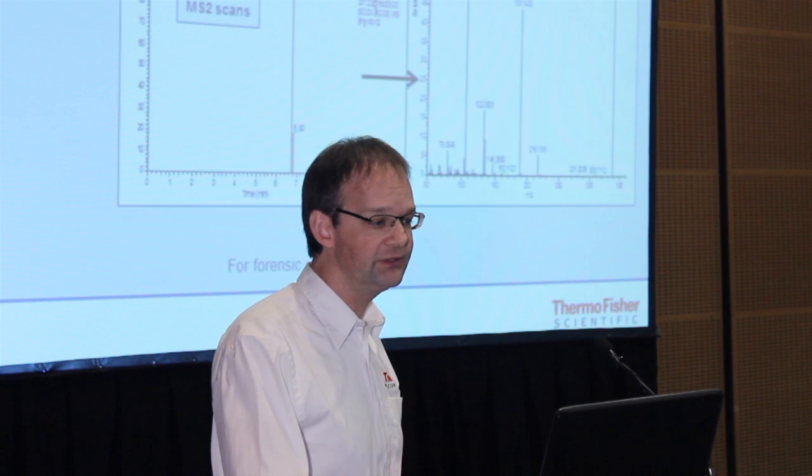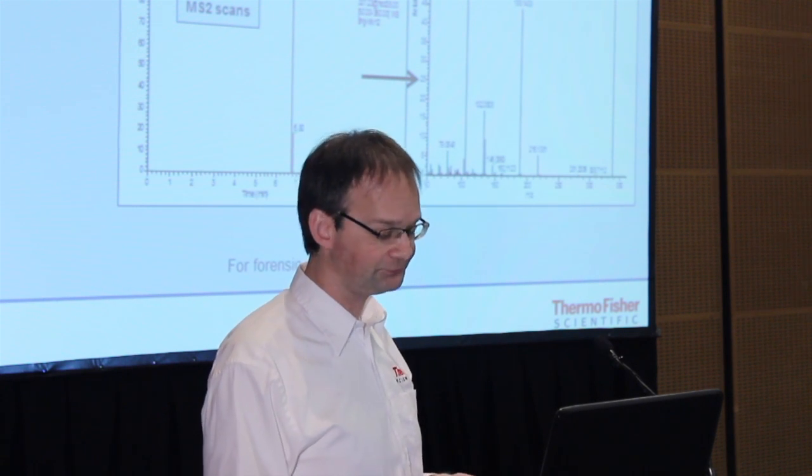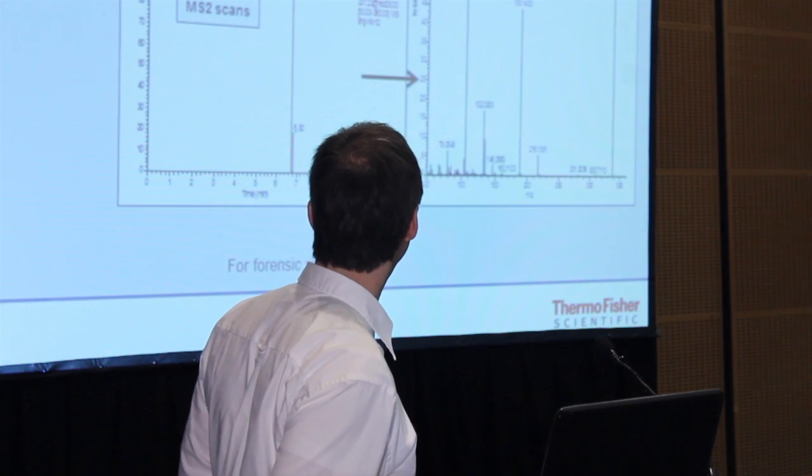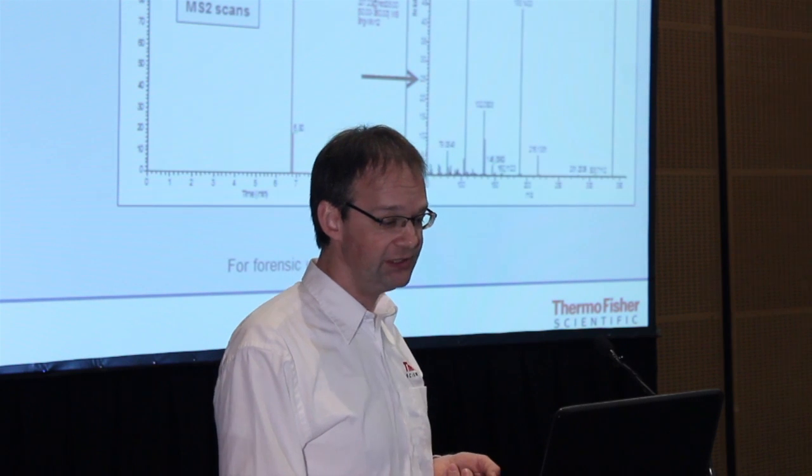What does it look like if we look into the results? So for fentanyl, for example, we can easily match the m/z accuracy, extract that as in the other examples as well, with 5 ppm mass accuracy. We have the retention time, we have the isotopic pattern which matches well, and we can apply the library search. So an easy confirmation here.